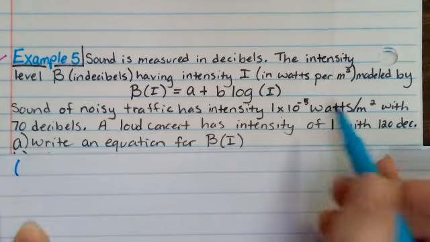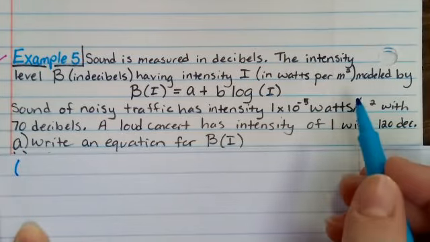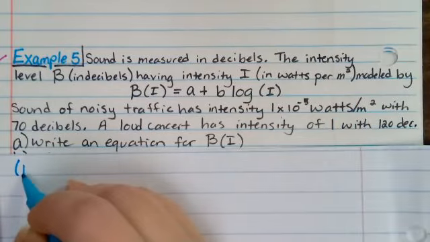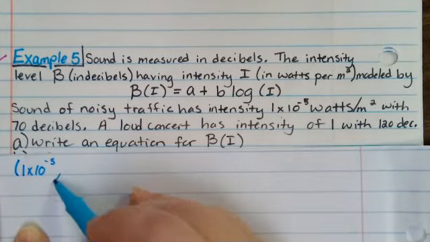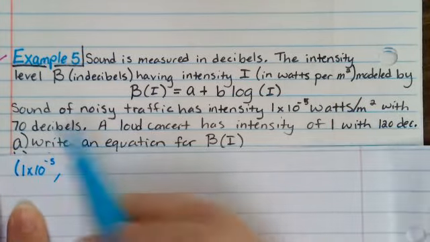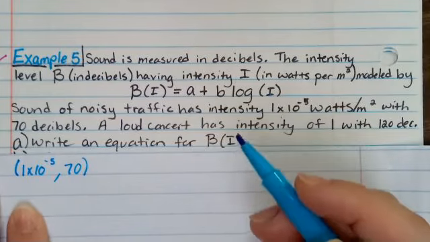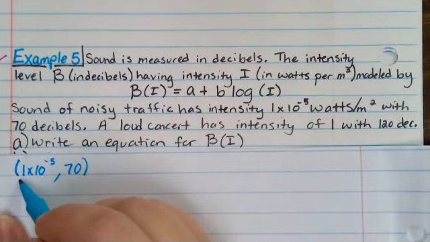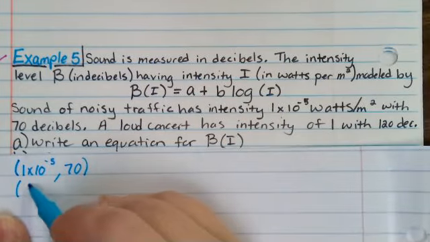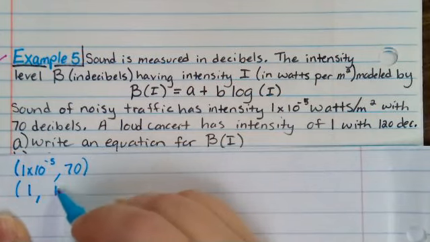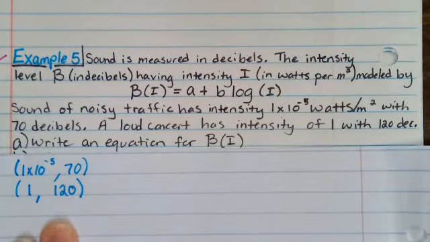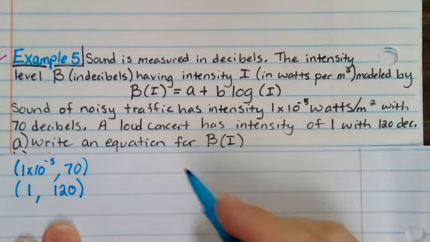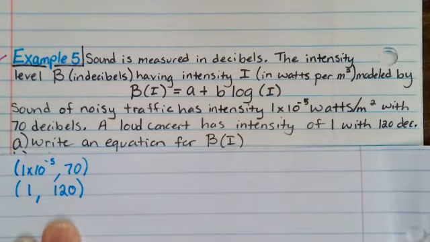The values that they gave us here, when they gave us that intensity, that right there was 1 times 10 to the negative 5 as your X value. And then the Y value that went with it was 70. And we have another coordinate with the other values, they said has an intensity of 1, so that's your x value, and then the y value is 120. So right there, you're given x's and y's, and we're going to do the exact same thing we did on the last question, where we're going to set up some equations and then solve a system.